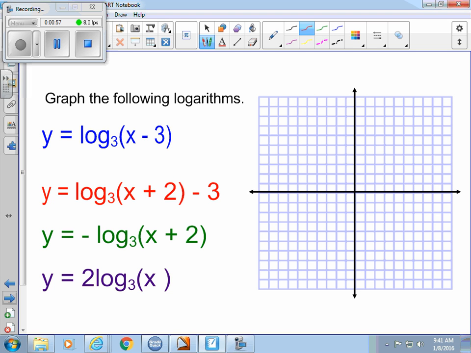What do you notice the base function is for all 4 of these functions? Log base 3. So before I do any of these, I'm going to graph log base 3. There are 3 points that I can find on a logarithm to help me graph a generic logarithmic graph. What are those 3 points? 1, 0. How do you know 1, 0 is on there? It's always on there.